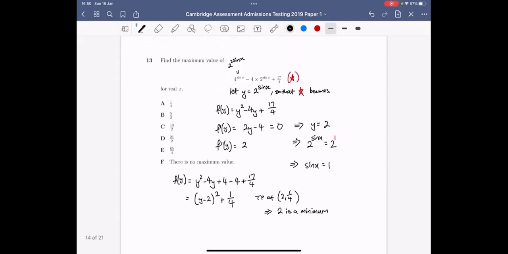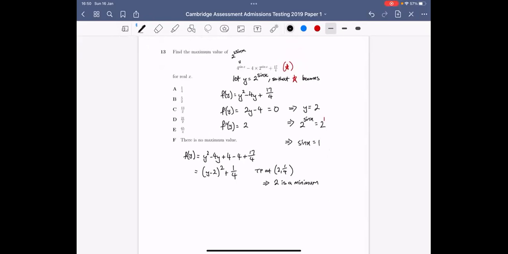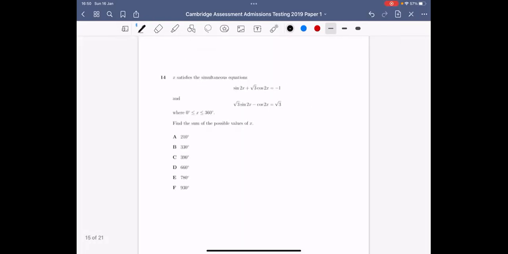Not sure about this question. I'll put a question mark next to that. I'll come back to it later. Okay. Well, the second half of these questions are so hard.